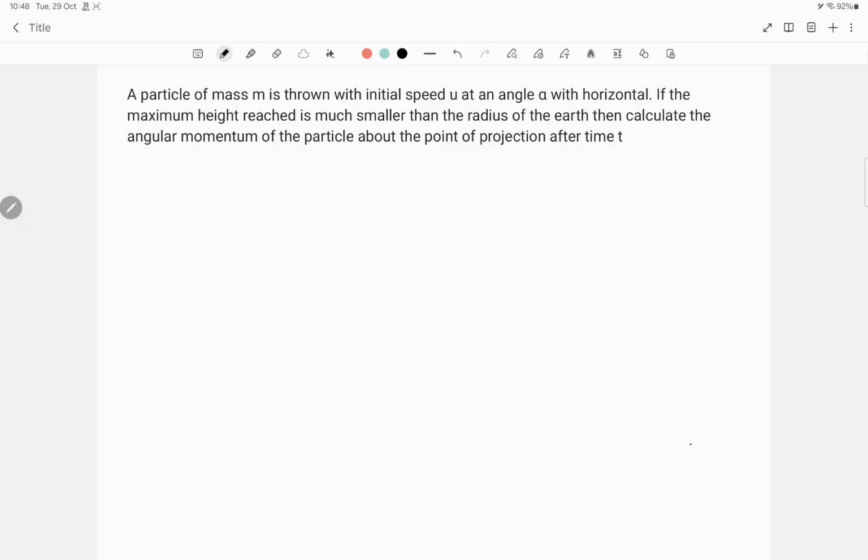Let's tackle this new question. Let's read the question first. A particle of mass m is thrown with initial speed u at an angle alpha with horizontal. If the maximum height reached is much smaller than the radius of the earth, then calculate the angular momentum of the particle about the point of projection after time t. Let's write what is given in the question in figure form.